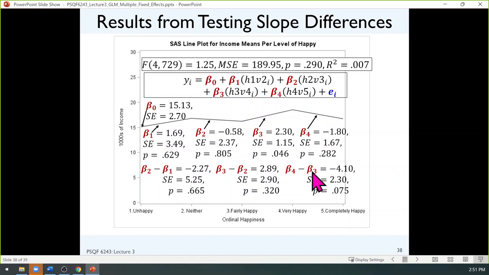Then the degrees of freedom. It is telling me that. That's what's inside the parentheses here. So 4 degrees of freedom in the numerator and 209... I can't read numbers at this point. Hang on, I need more Mountain Dew. 729, that's what that says.